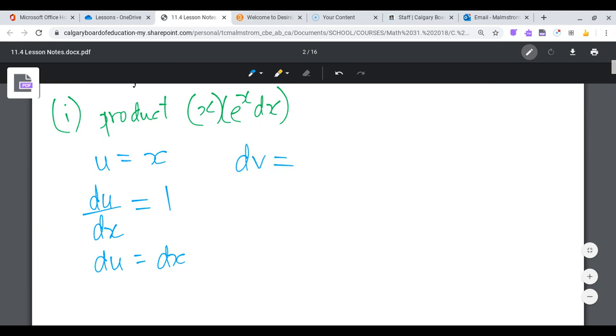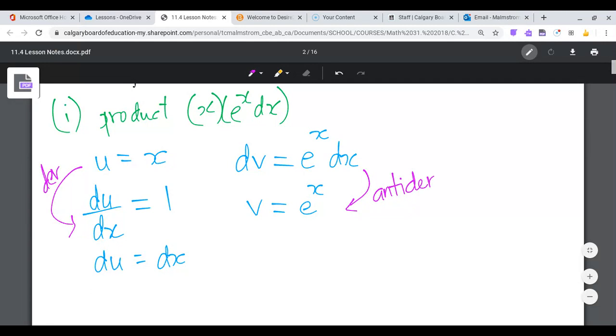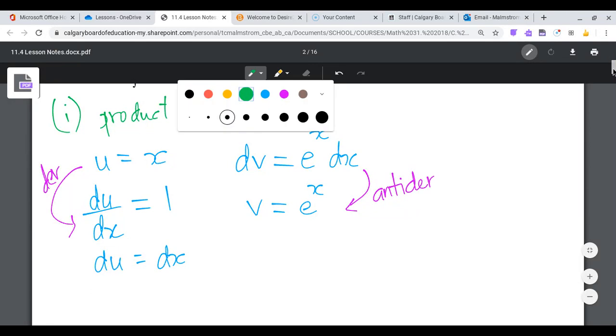Okay, so then the other part will be dv. So e to the x dx is the other part of the product, and then the antiderivative of e to the x is e to the x. So you have to take the derivative of the u, and you need to take the antiderivative of the v.